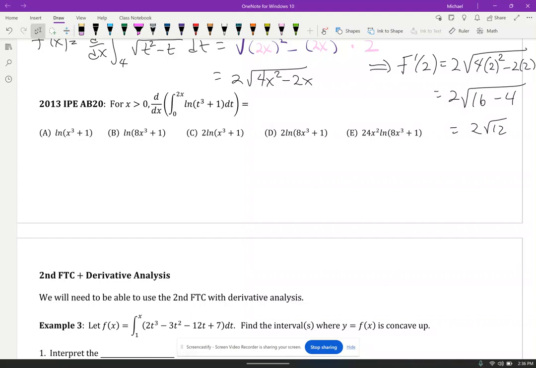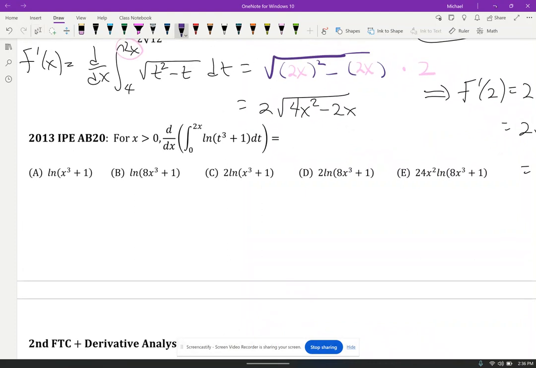We said we were going to tackle the AB problem from 2013 here. It says, for x's that are greater than 0, find the derivative of the integral from 0 to 2x of the natural log of t to the third plus 1 dt.